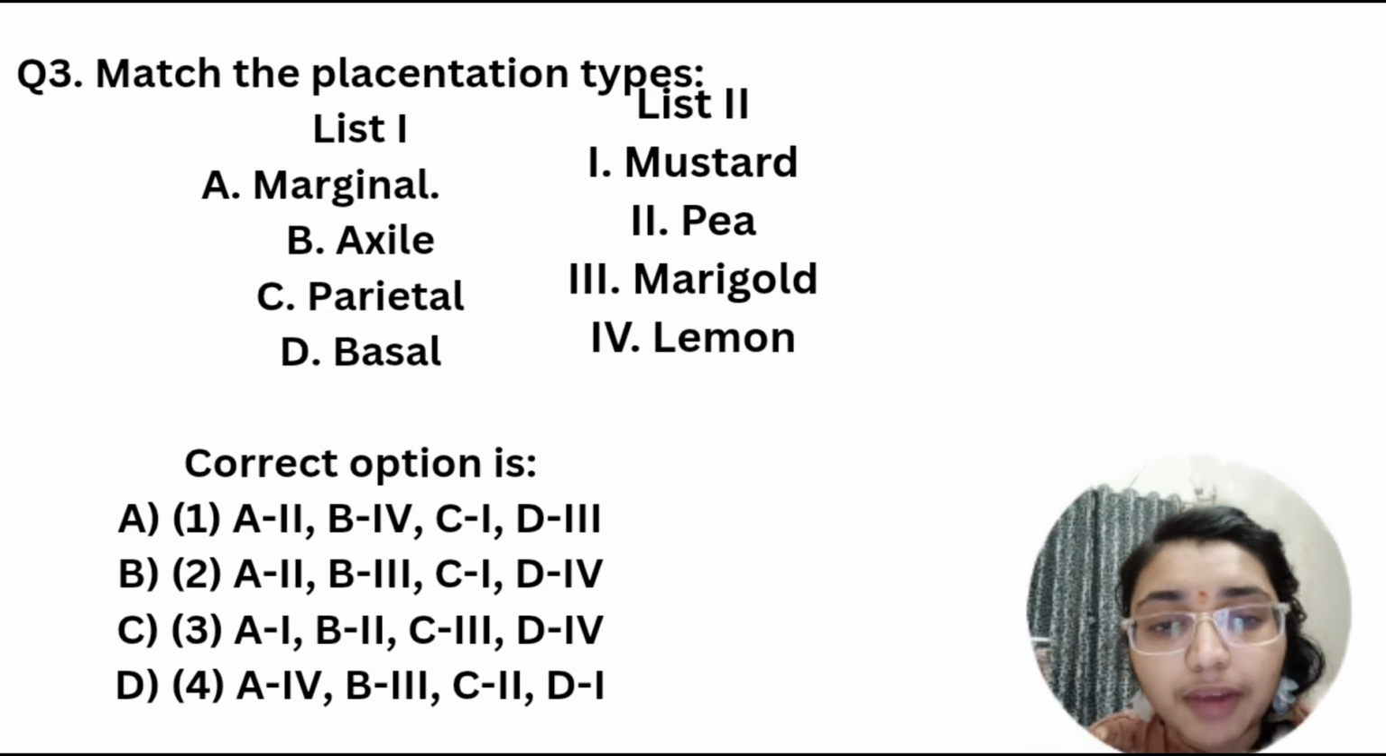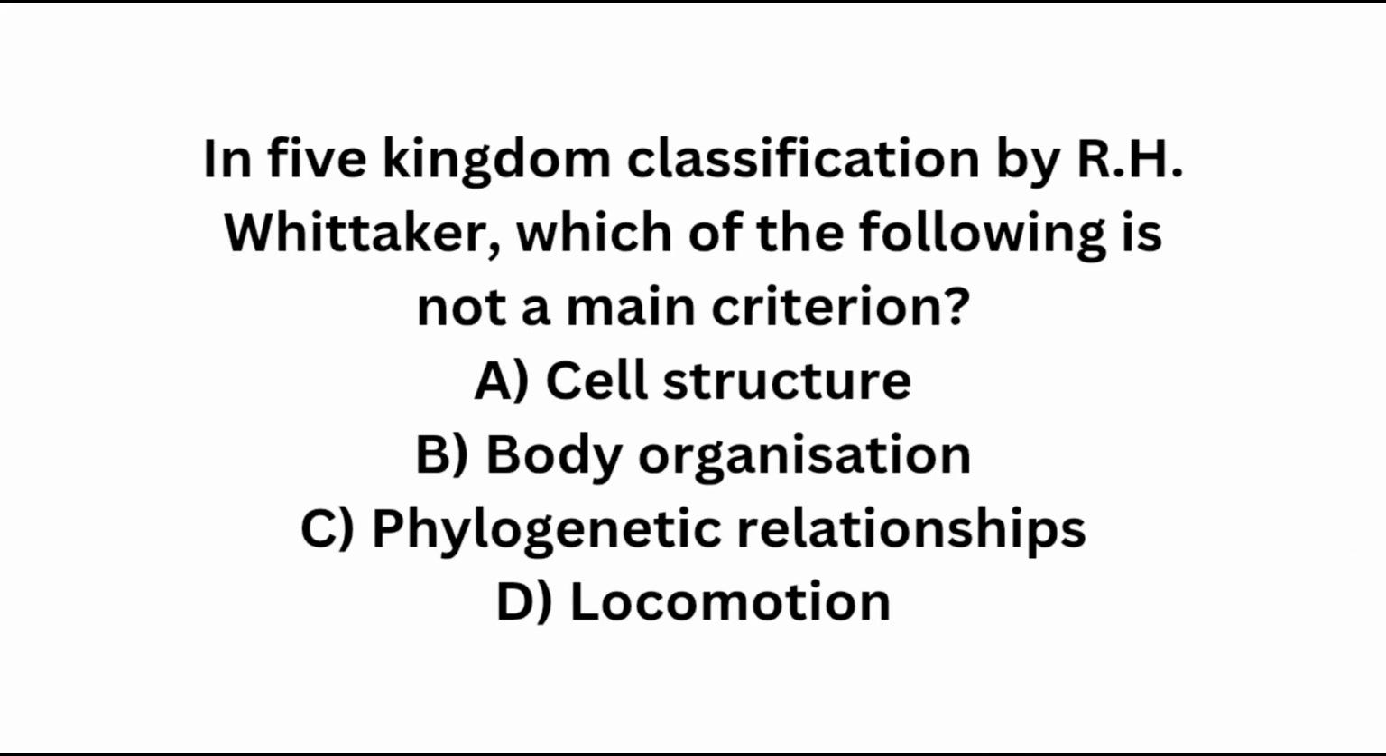We have to match list 1 with list 2. Here list 2 is mustard, pea, marigold and lemon. Let's see option 1. A, marginal placentation, is matching with P. Correct. Axial placentation matches with which one? Mustard, marigold or lemon? Lemon. So we can directly get the answer, option 1, because option 1 is correct. Parietal placentation is shown in mustard, and D, basal placentation, we can see in the marigold.